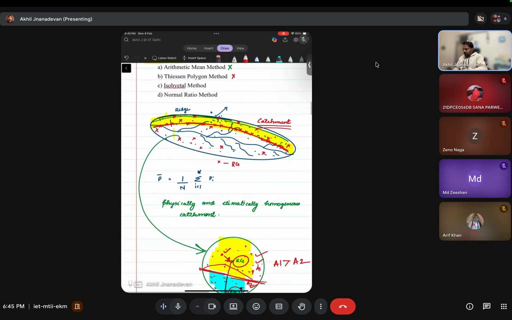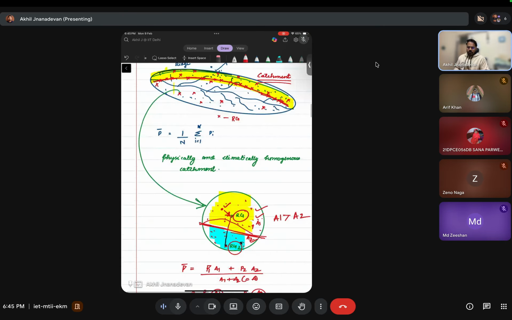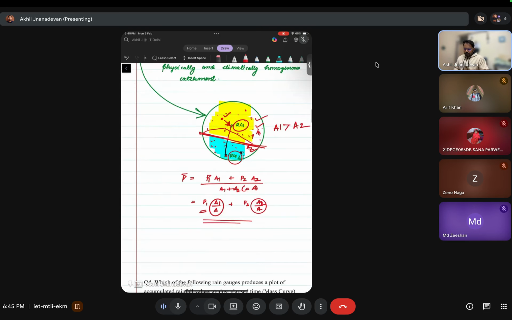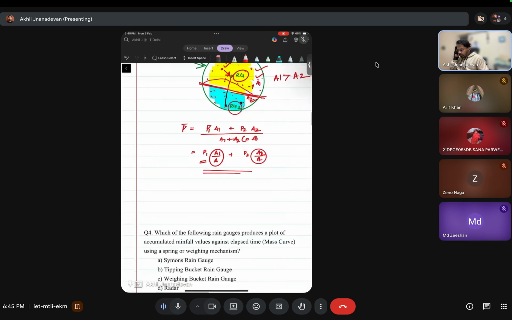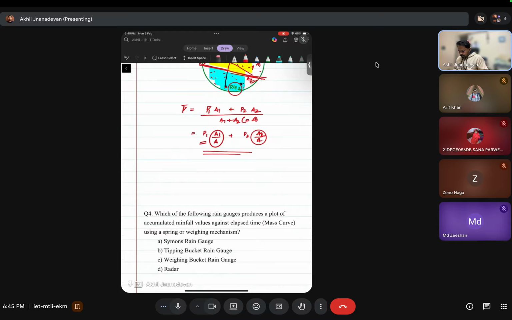Next comes the isohyetal method. Before we go into it, we will briefly discuss it here, and we have a problem on it in the numerical section where we will solve it in detail.